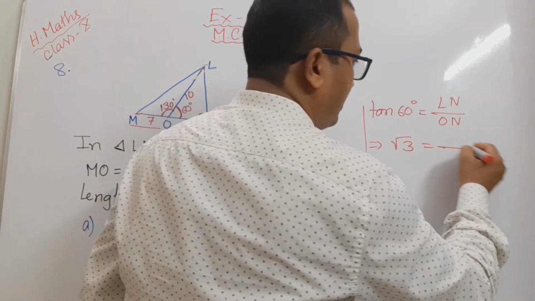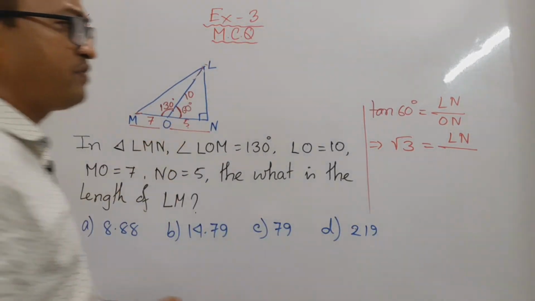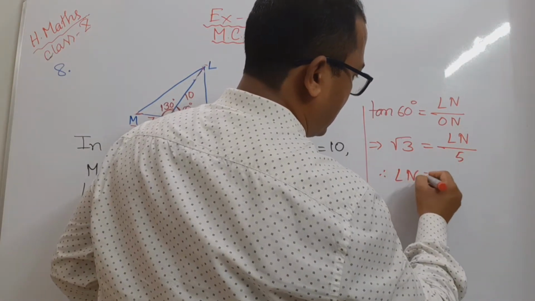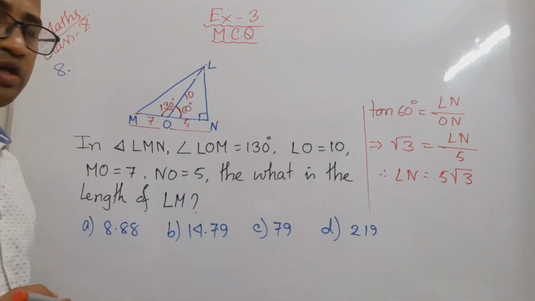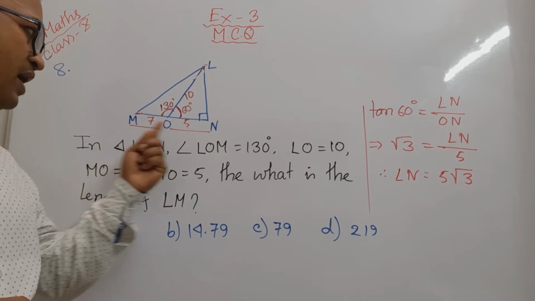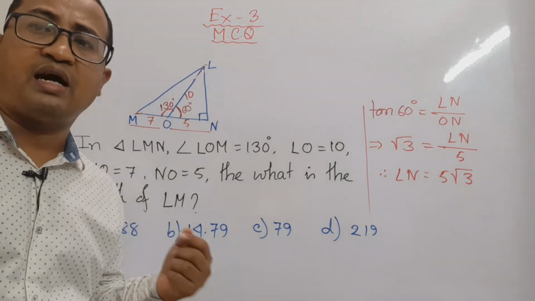Here the value of ON, that is 5 unit. So we can say LN equal to 5 root over 3 unit. Now we know the value of LN, we know the value of MN, so we can find out the value of LM, that is hypotenuse.